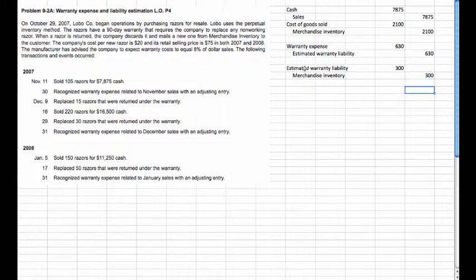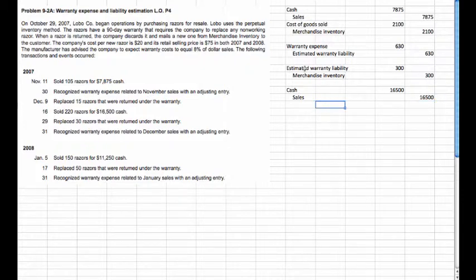All right, now on December 16th, we go ahead and sell more razors. So once again, we debit cash. We receive $16,500 in cash. We recognize the sale in the amount of $16,500.